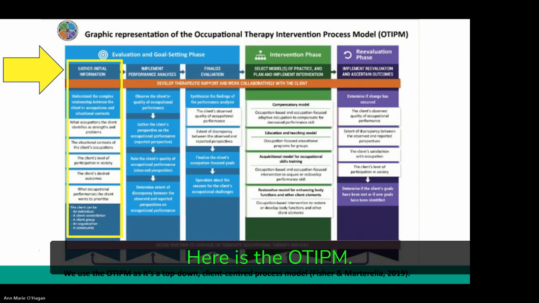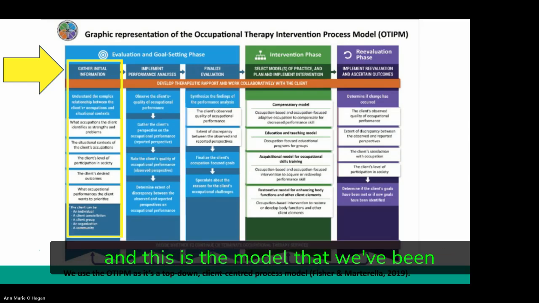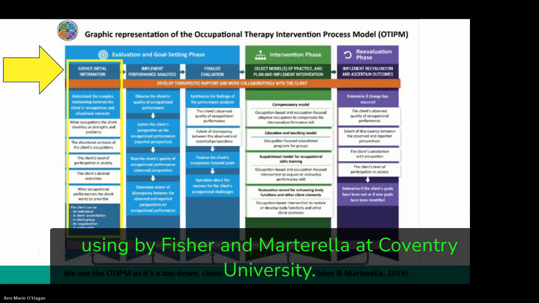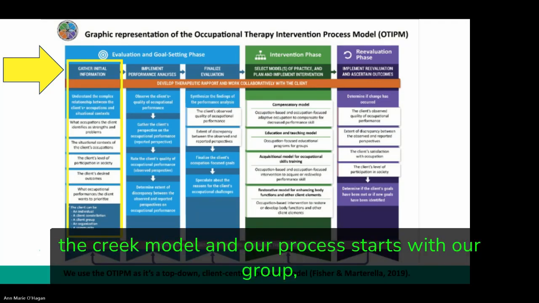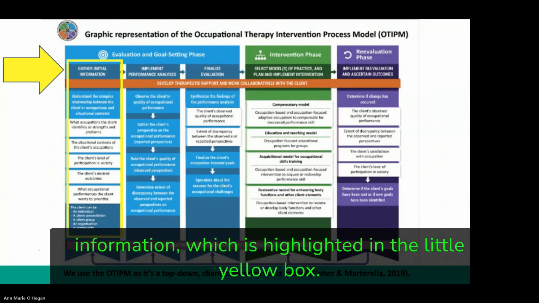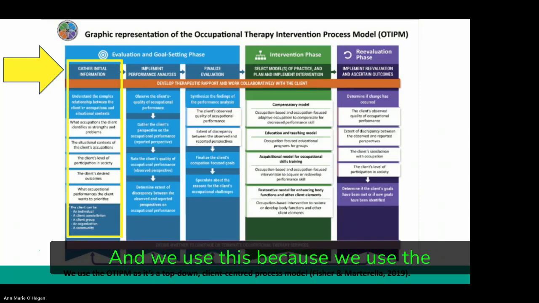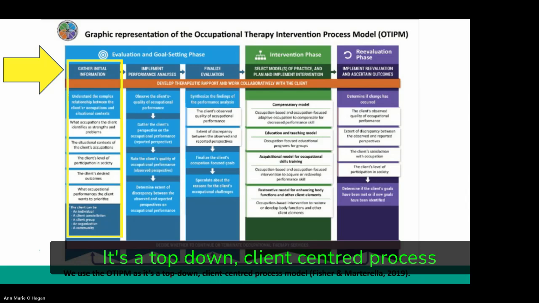Here is the OTIPM. This is the Occupational Therapy Intervention Process Model by Fisher and Martorella, and this is the model that we've been using at Coventry University. I know some of you might be more familiar with the CREAK model. Our process starts with our group by the referrals that come in and by gathering initial information, which is highlighted in the little yellow box. We use the OTIPM as it's a top-down, client-centered process model. So it helps us think about occupation throughout the entire process.